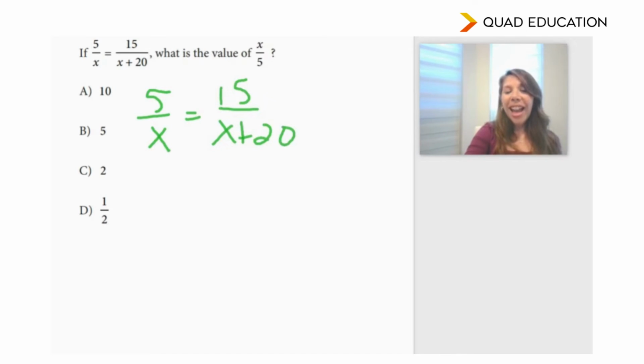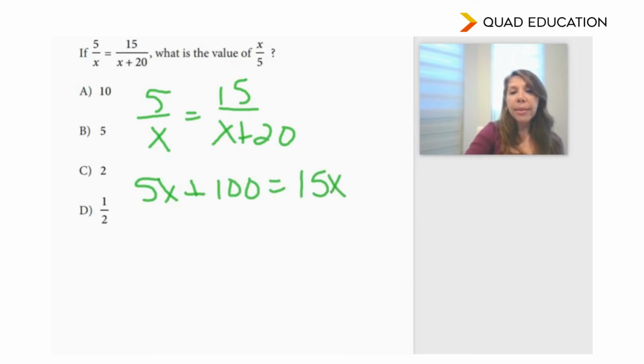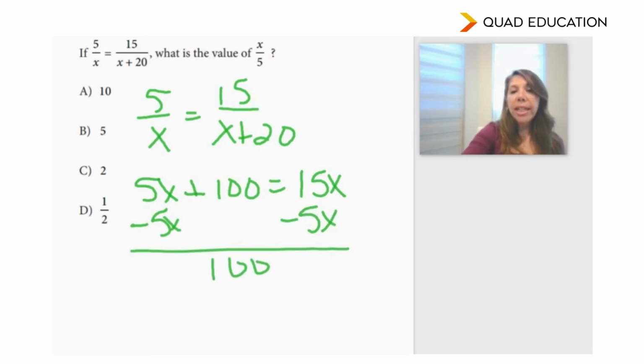When we have two fractions with an equal sign between them, we cross multiply. So we would have 5 times x, which is 5x, plus 5 times 20, which is 100, is equal to 15x. When we subtract 5x from both sides, we get 100 is equal to 10x, and 10 is equal to our x. Now, it would be very easy to stop there, and quite frequently many students do, myself included.